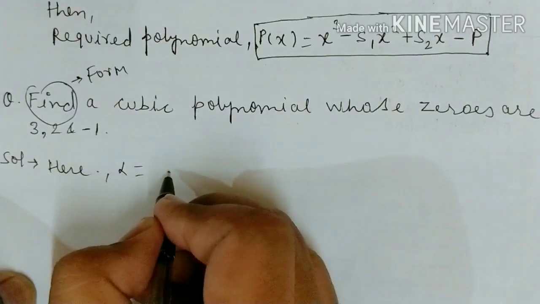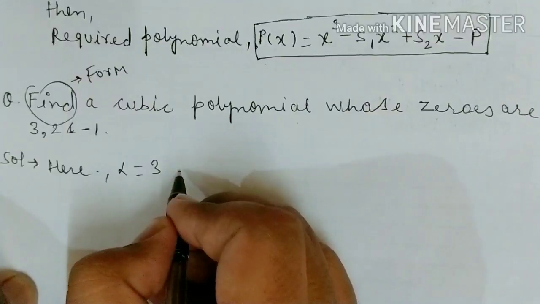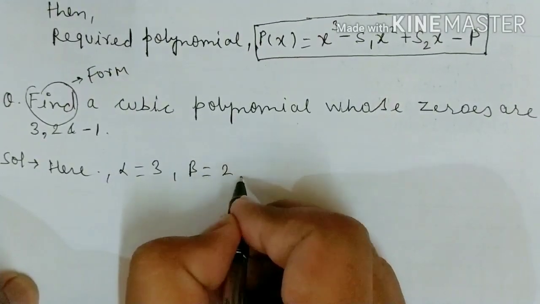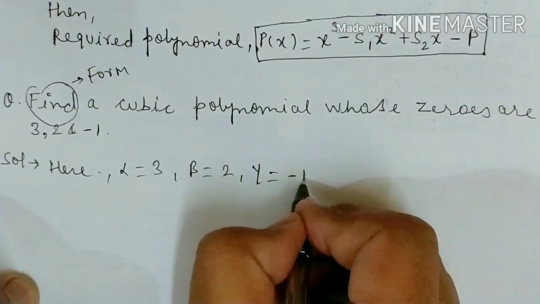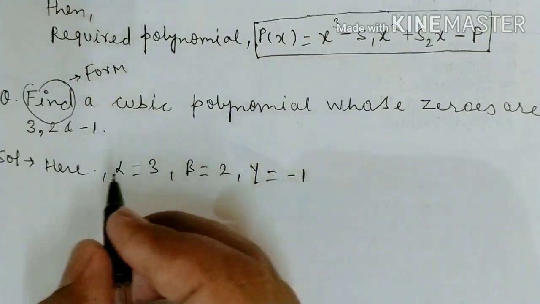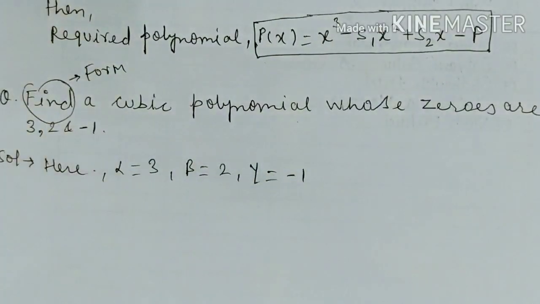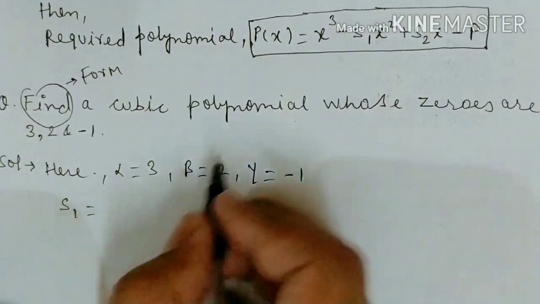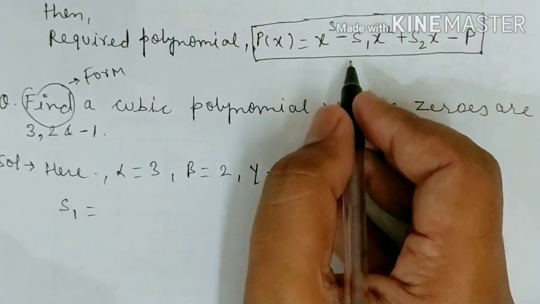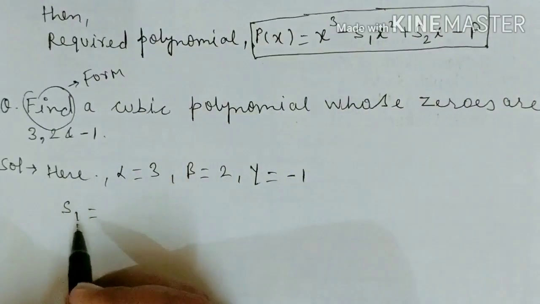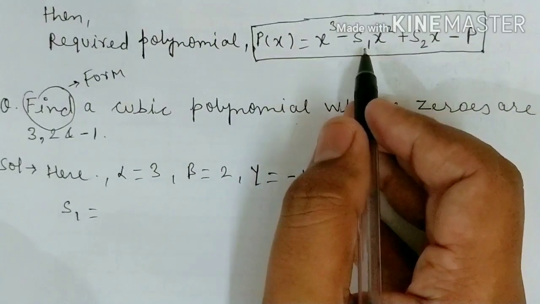Three zeros are given, that is alpha is given as 3, beta is given as 2 and gamma is given as minus 1. It is already given and we have to find the cubic polynomial. So to get the cubic polynomial, first we have to find the value of S1 here. So first find the value of S1, so it will be easy to put it in the equation. Clear? Solving separately, the chances of mistakes are less. That's why first solve separately, then put the value, you will get the answer.